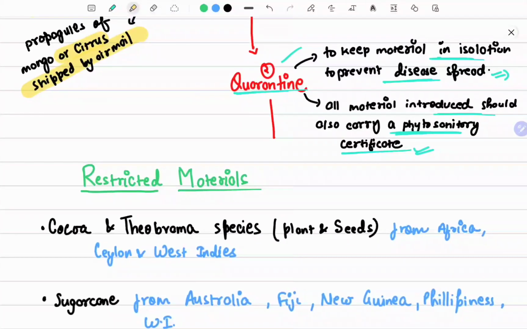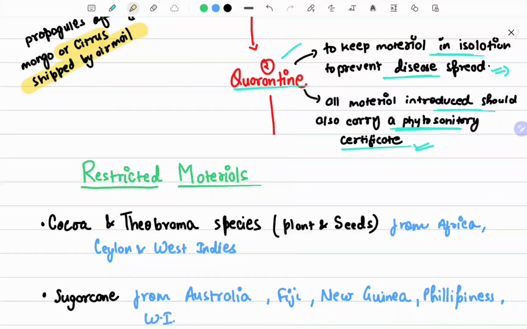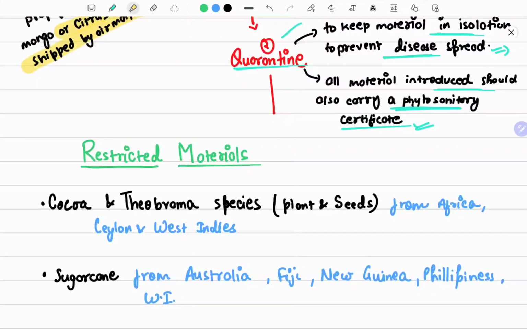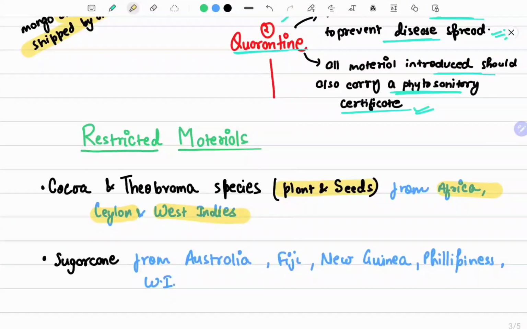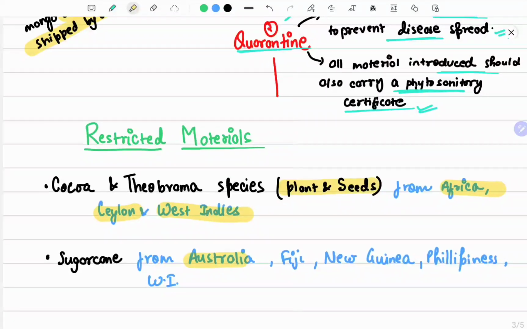Okay, now here is the list of some restricted materials, and we will talk with respect to India only. Cocoa and Theobroma species, the plants and seeds of cocoa, are restricted from entering India if they come from Africa, Ceylon, and West Indies. Sugar cane is restricted from Australia, Fiji, New Guinea, Philippines, West Indies, because in these countries red rot is prominent, so sugar cane from these sources is not allowed into our country.